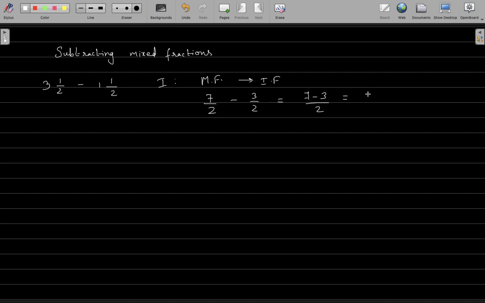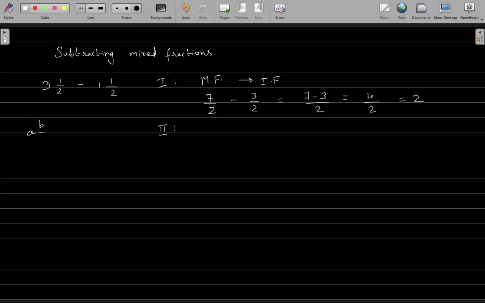What is 7 minus 3? It is 4. 4 divided by 2 is 2. So your answer or solution to this problem is 2. Let us understand how to solve the same question using the second method, where we are subtracting the whole numbers and the fractions individually. Now the fraction part and the whole number part can be written individually.